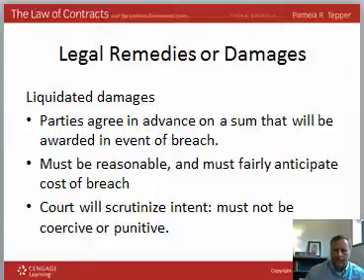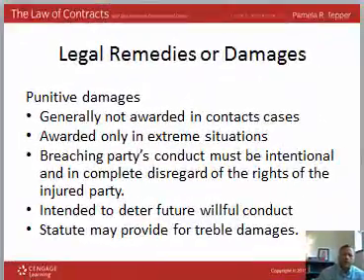In order for these to be enforceable, they have to be reasonable, fairly anticipate the cost of the breach. They can't be punitive in nature. In other words, if the actual damages would be $5, you can't say liquidated damages are going to be $10,000. That would be punitive in nature.